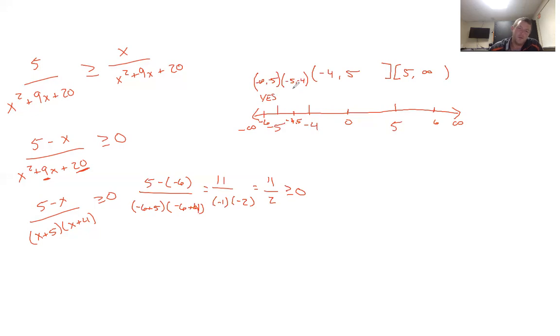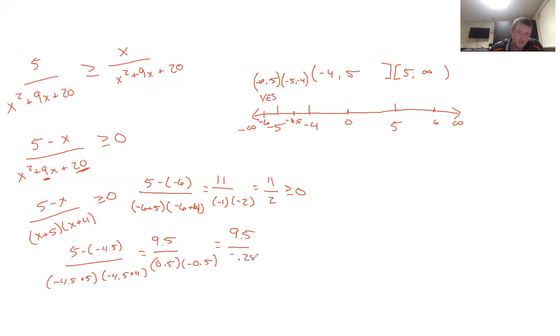From -5 to -4, use -4.5. So 5 minus -4.5 over -4.5 plus 5, and -4.5 plus 4. So that would be 9.5 over 0.5 times -0.5. So 9.5 over -0.25. 9.5 divided by a negative is a negative. I don't know what the exact answer is, but this is negative. So is it greater than or equal to 0? Is it positive? No.